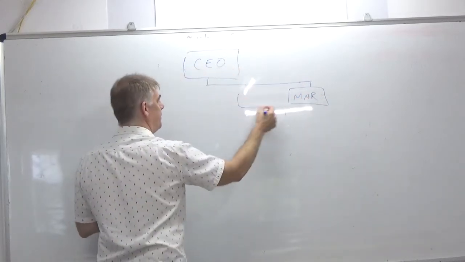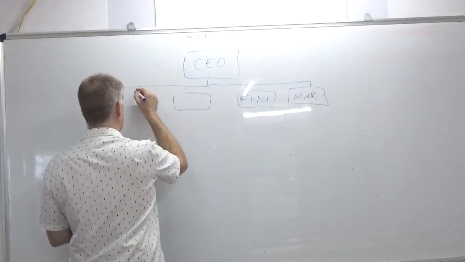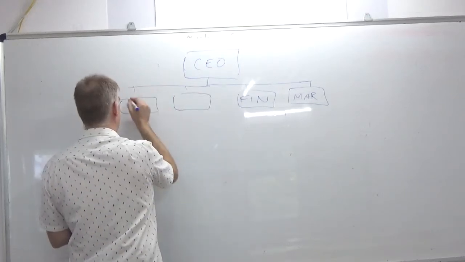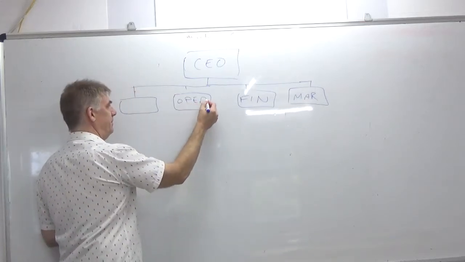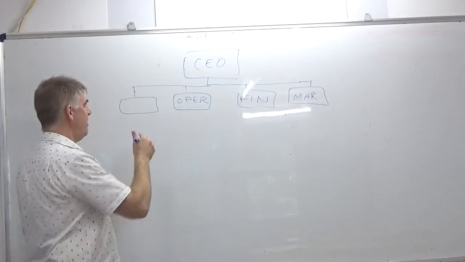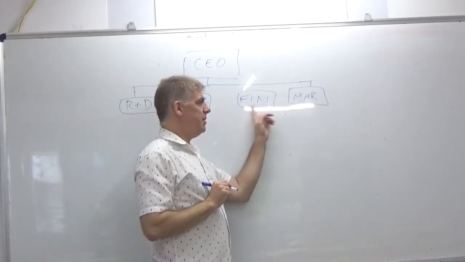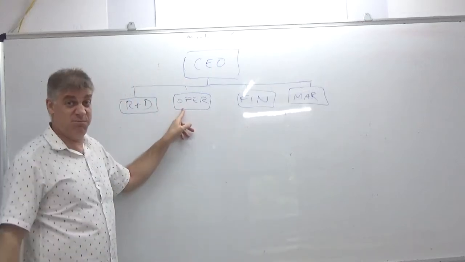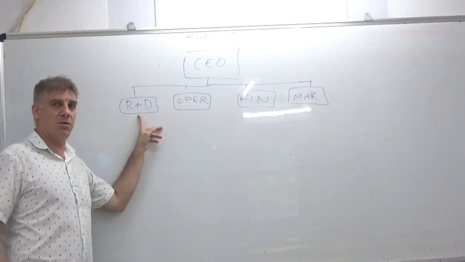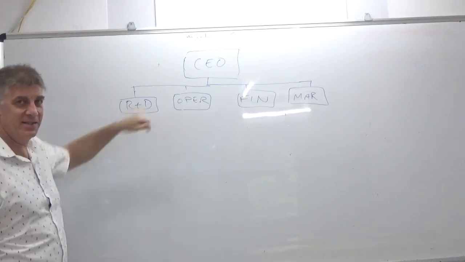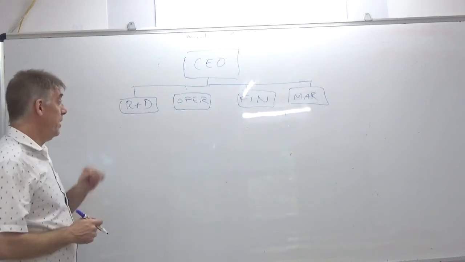Marketing, finance. I've been writing on the board enough. We'll have production, operations, and maybe we'll have research and development. So these are the people who do marketing, these are the people who get the money, these are the people who do the production in the factory. These are the people who are coming up with the ideas and the new products to make.